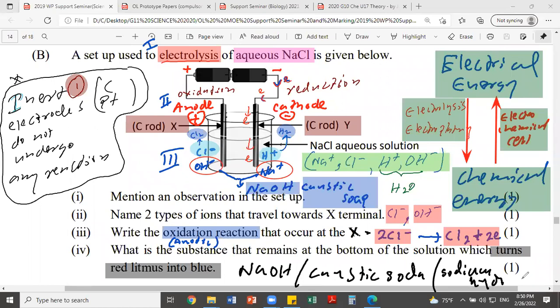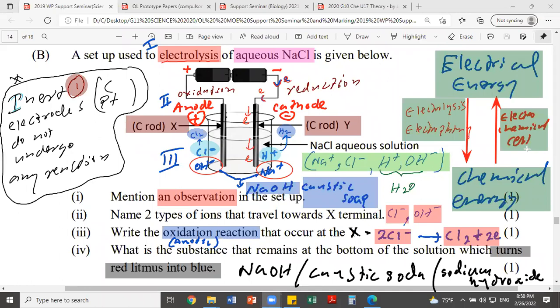Sodium hydroxide. Right. What is the answer for part 1? I didn't tell the answer. Observation, what to write? What are the observations here? Who can tell me the observations? Raise the hand. There are so many observations, but they are asking only one. Mention an observation in the setup. I'll ask the answer from Arosha, Ayad, Devish.